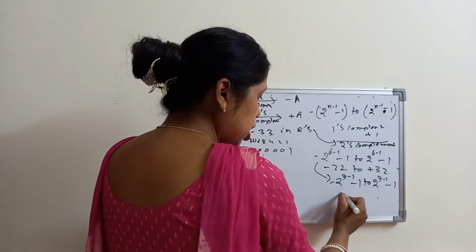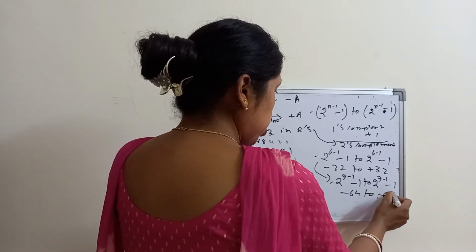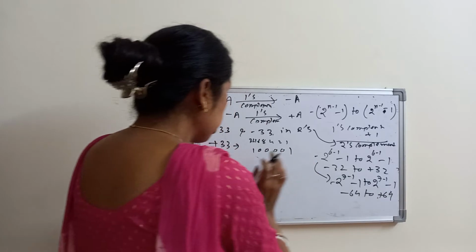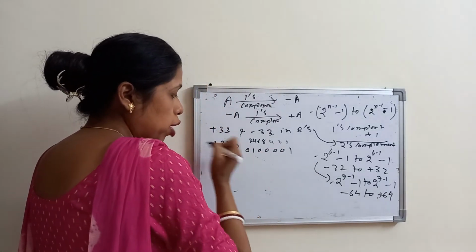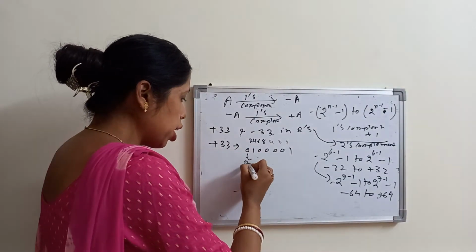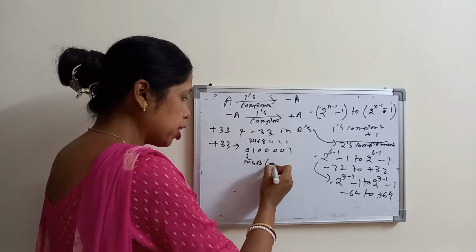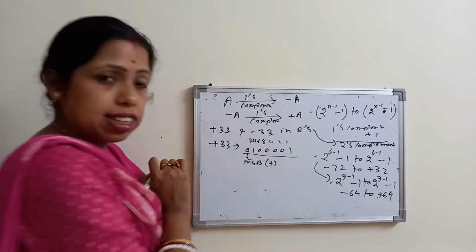So 7 bits are there, so the range is plus 64 to minus 64. That means it should contain 7 bits. So I am putting 0 in front of the 1, so that is my real MSB. Here it is positive. That means this is the accurate number of the plus 33.